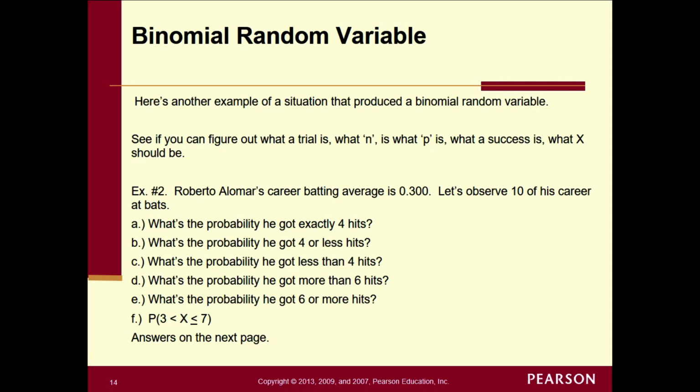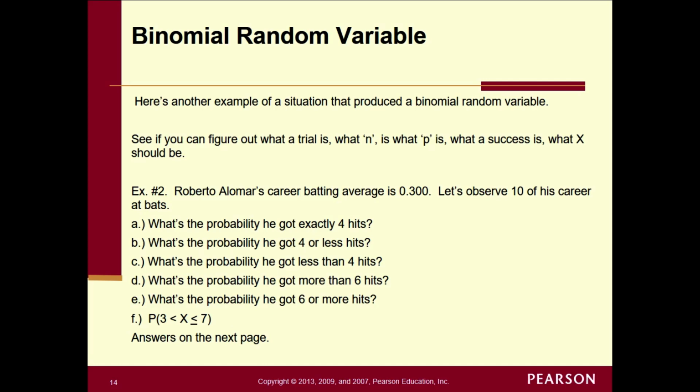So here's another example. I want you to get a piece of paper and a pencil out and see if you can figure out what a trial is here. Write it down. What is N? What is P? What is a success? What's a failure? What exactly should X be for these particular problems? And so on and so forth.